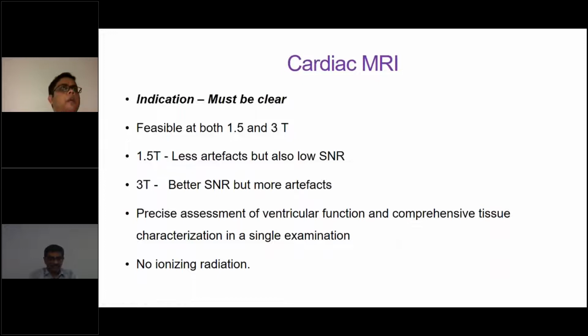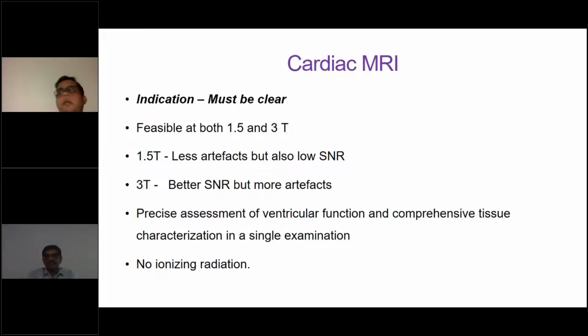We all know that the MRI per se takes a lot of time, which is more so in cases of cardiac MRI. So the indication needs to be absolutely clear. Both the clinician or the referring physician and the radiologist need to be absolutely clear about what information they want from the cardiac MRI so that the study can be tailored accordingly and the desired information can be obtained in a more effective manner.